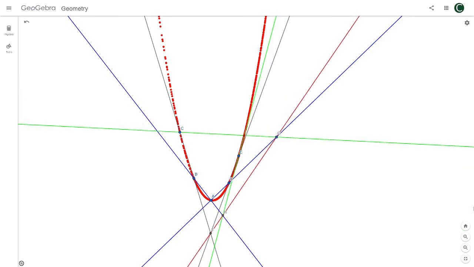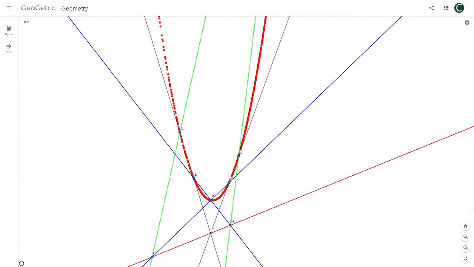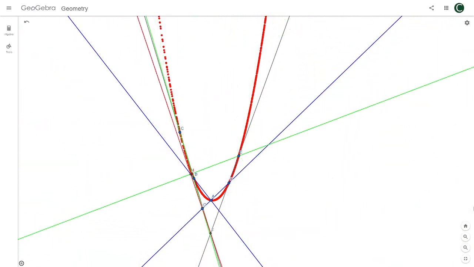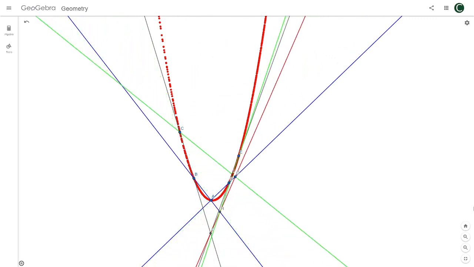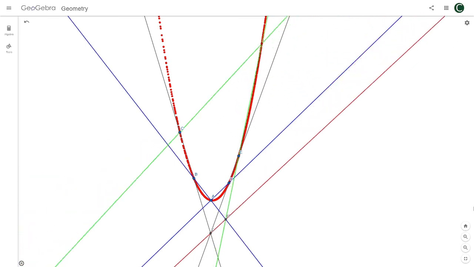So this construction has demonstrated that if 5 points are in general position, then there is a unique non-degenerate conic associated with those points. And we have constructed that unique conic using only those 5 points.